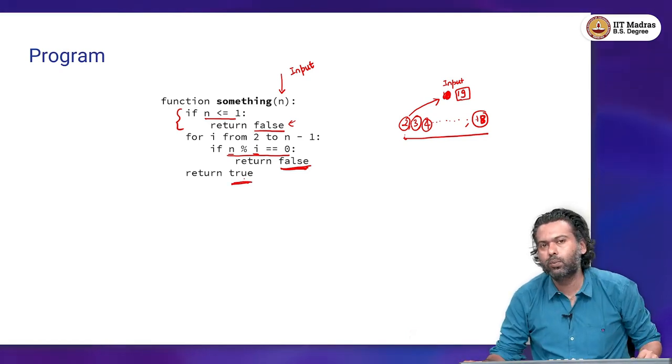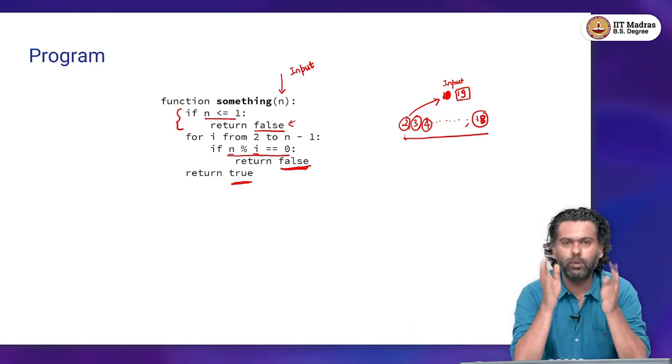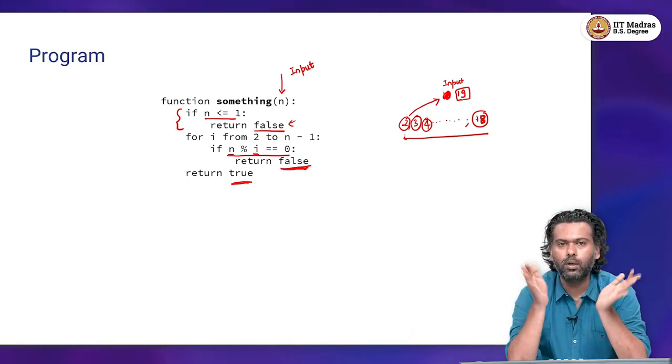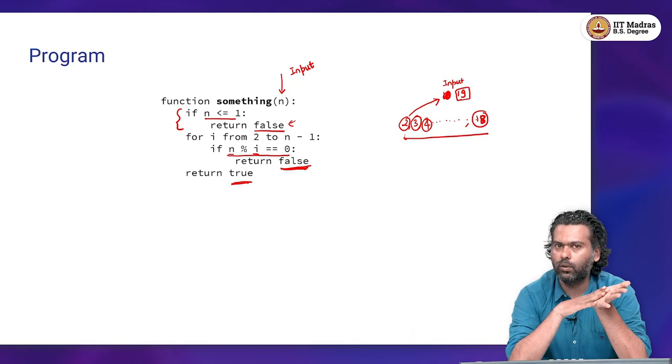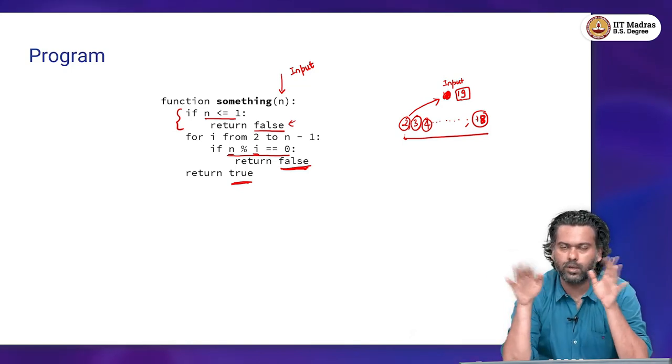Okay, so this is what the program is doing. You give me a number, or let's say I give you a number. You first check if the number is less than or equal to 1. If it is, then you say false.